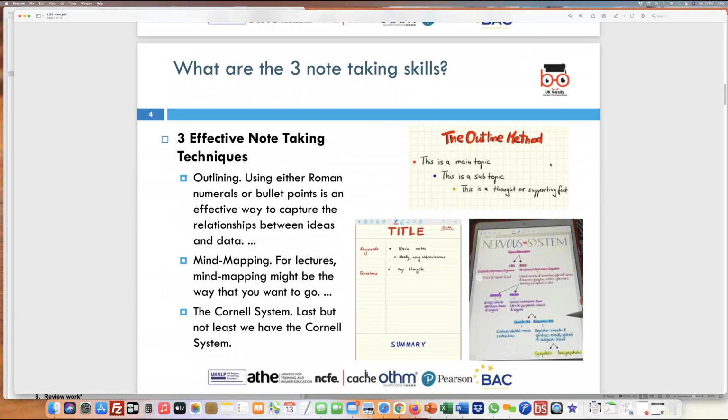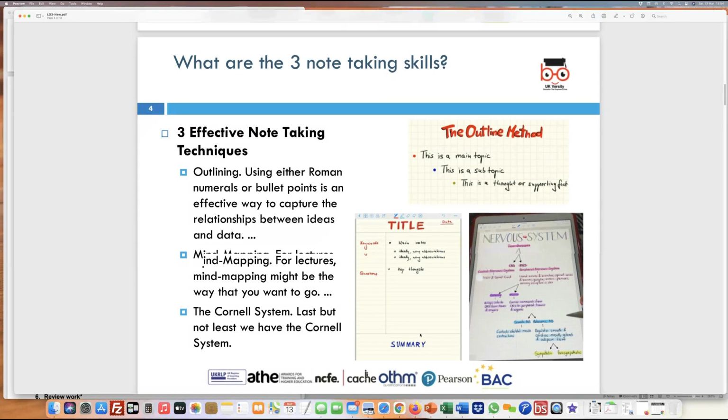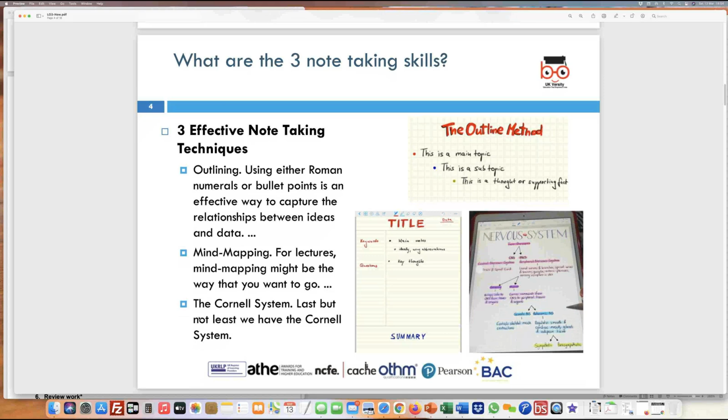Now, when you take notes, there are three methods through which note taking can be done. There is a method called the outline method. There's a method called the mind mapping method. And the third method through which note taking can be done is called the Cardinal system or Cardinal method. Now, there are subtle differences in terms of how these notes are made. So the outline method follows a certain terminology wherein you use numerals or bullet points to note down important points or to capture the information that you're trying to capture.